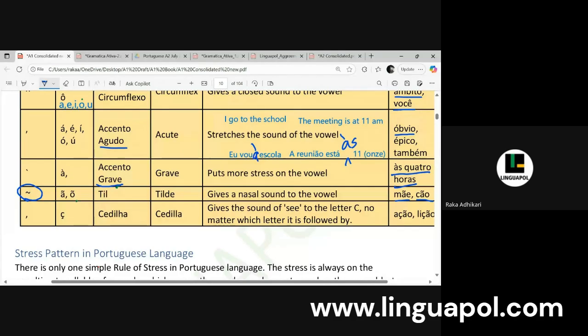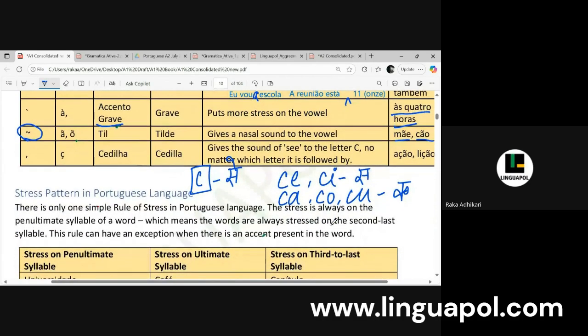So what is the problem here? This letter is called se. The sound of this letter is sa. But when this letter comes with CE and CI, then it sounds like sa. But when it comes with CA, CO, or CU, then the sound becomes ka. Now, if in any word we have this combination, for example, we have CA, then the sound becomes ka.